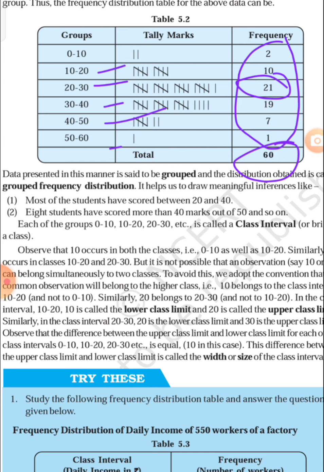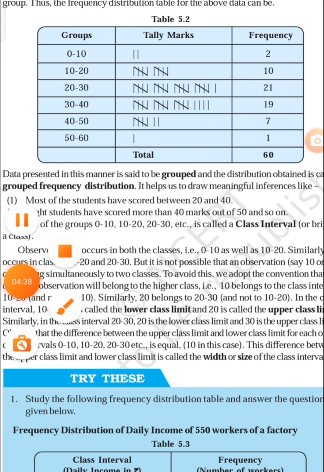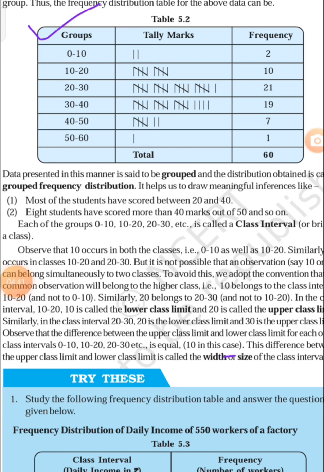And we are taking one more thing there. 50 to 60 we are taking because one student is getting the mark 50, so for the representation of that student we are taking the 50 to 60 group also. Now after seeing this table you can say that most of the students have scored between 20 to 40, because the frequencies of 20 to 30 and 30 to 40 are 21 and 19. That means 40 students are getting marks between 20 to 40. And the maximum frequency is between 20 to 30, which is 21.